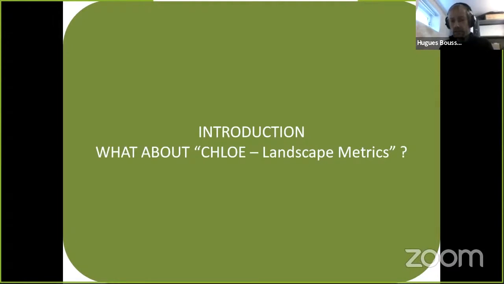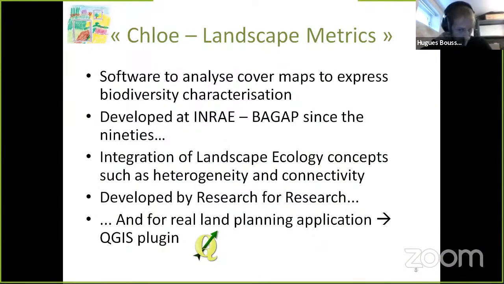So what is Chloe about? What is the purpose? It's a software to analyze cover maps, like the ones described this morning, and to express biodiversity characterization, or like Thomas said this morning, blue and green infrastructures, so BGI, and TVB in French. It was developed at the INRAe BAGAP since the 90s by Jacques Baudry and colleagues. It integrates concepts of landscape ecology, such as heterogeneity and connectivity, and it has been developed by research for research, in the first step for theses.